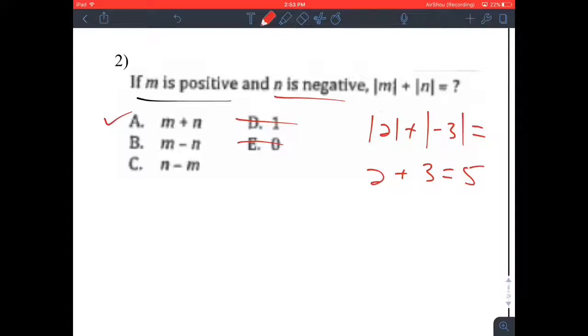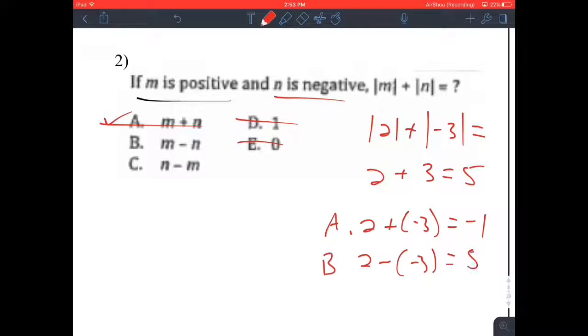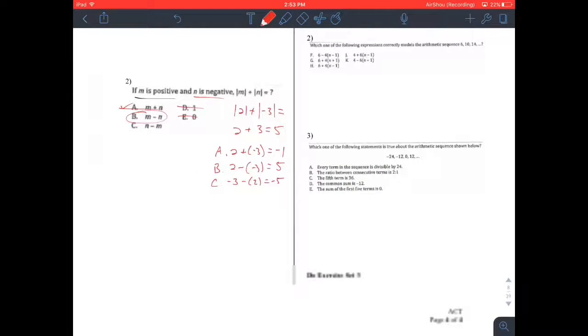Let's see if A works. So 2 plus -3 is -1. Does not work. B is 2 plus, minus -3, which is 5. Hey, that works. Let's see if C works also. -3 minus 2 is -5. So B is the only one that works using the numbers that we just chose. So, awesome blossom.